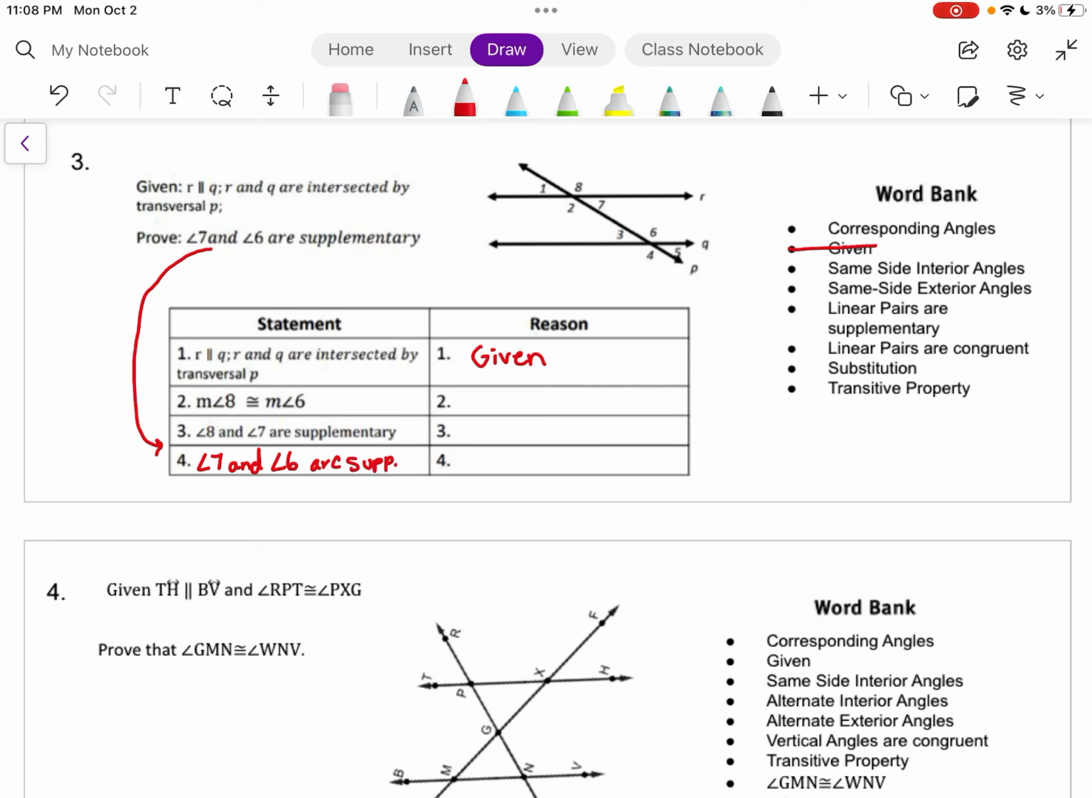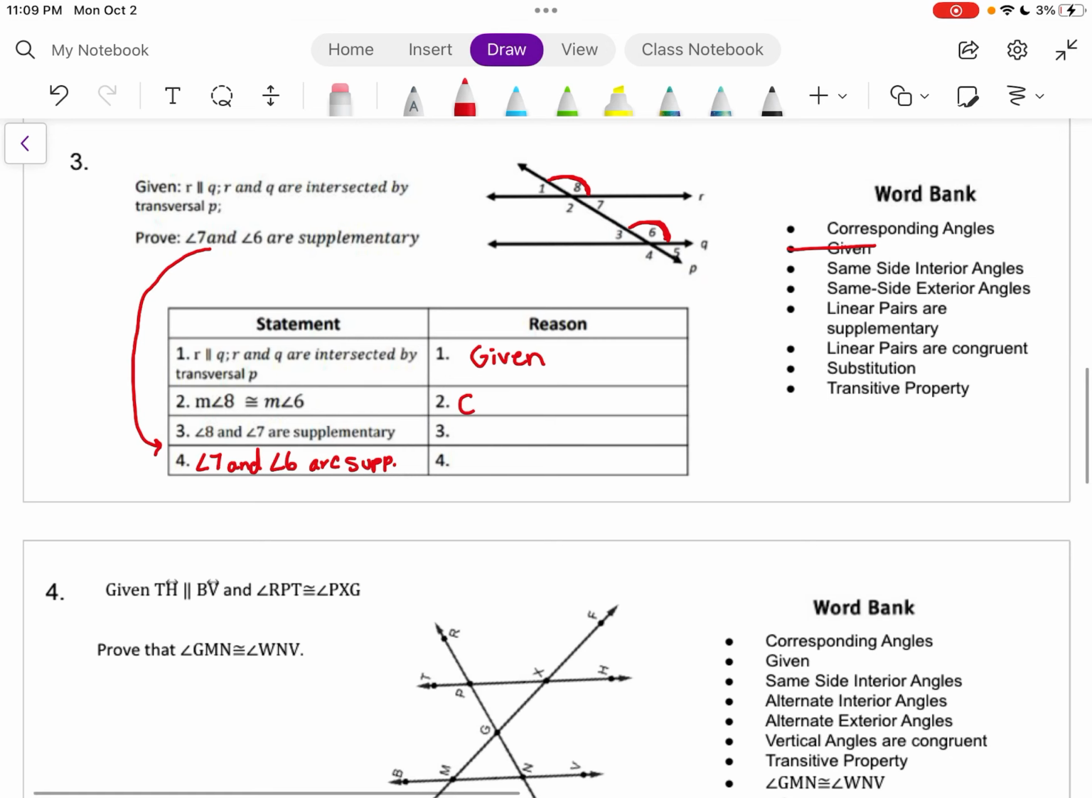All right, now we can go ahead and fill in reason number 2. We want to know why angle 8 is congruent to angle 6. In order for us to know that, we're going to look at the picture and locate those two angles. Angle 8 is up here, and angle 6 is down here. Looking at their position, these two are corresponding angles. So that fills in the blank.